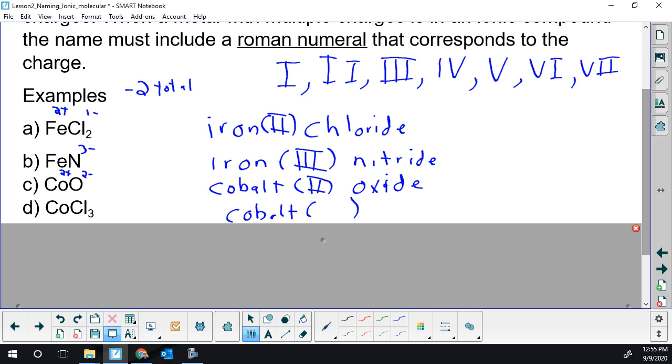A lot of books call this the stock system. So if you're doing homework, you're doing a workbook and it says use the stock system, that's using Roman numerals when something is multivalent. And we have a chloride ion. Chloride is always 1 minus. It's group 7. So when it's charged, it's -1. There's 3 of them, so that's going to be a total of -3. We've got 1 cobalt, so it must be the +3 version.